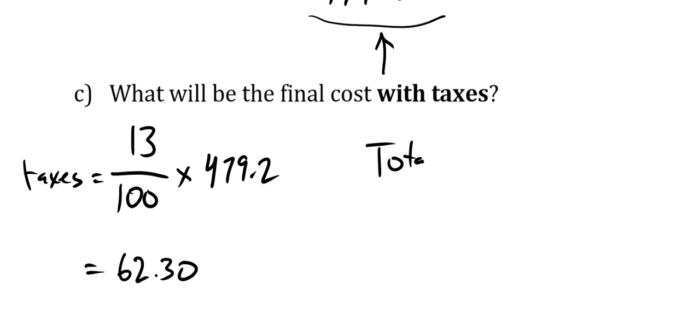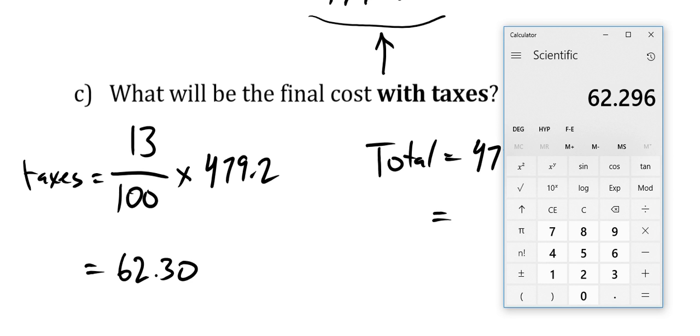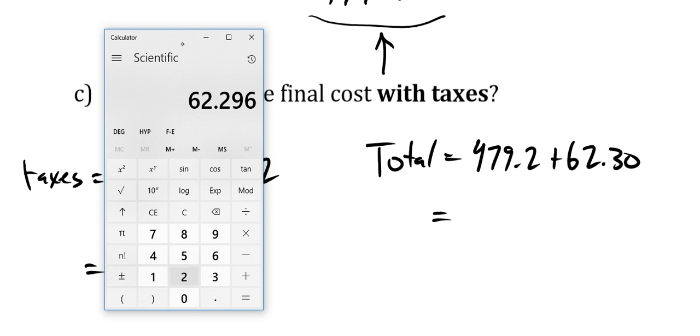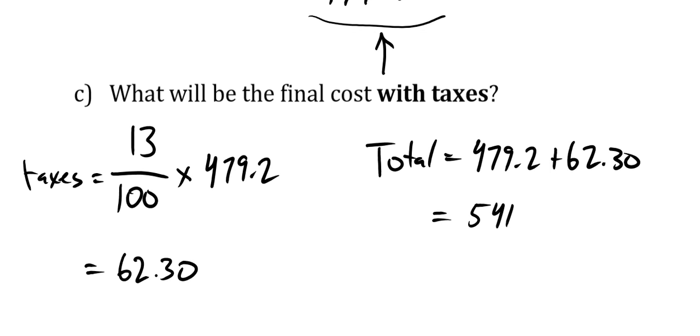And then the total cost after taxes is going to be the 479.2 plus the 62.30. So 479.2 plus 62, 541.5. Therefore, yeah, so it ended up not being a lot less than $5.99. But if you think that includes taxes, that's still pretty good because you would have paid taxes on $5.99. So you would have been paying closer to $600 or $700. So it's not bad in the end.